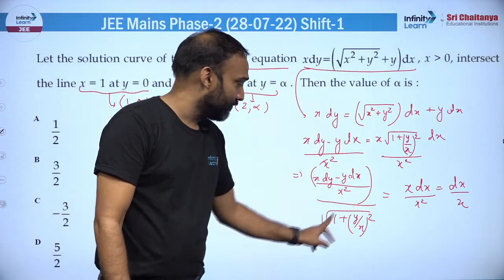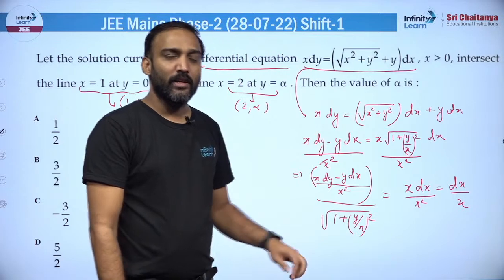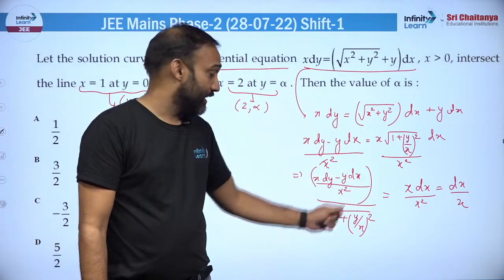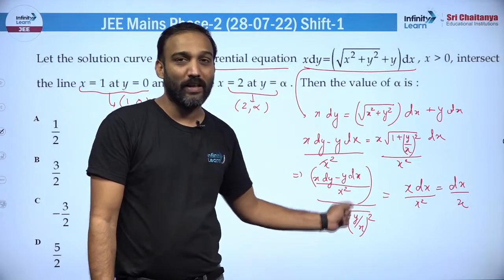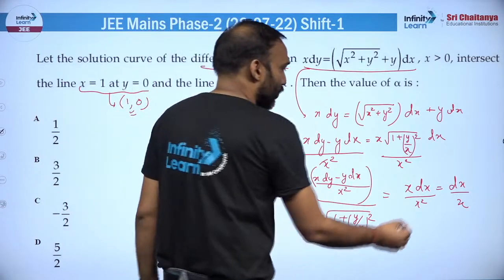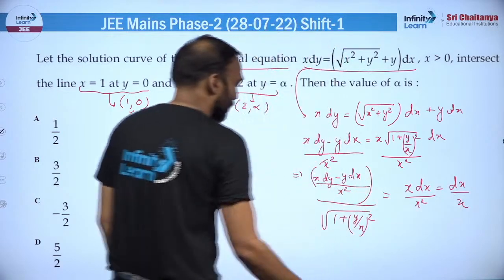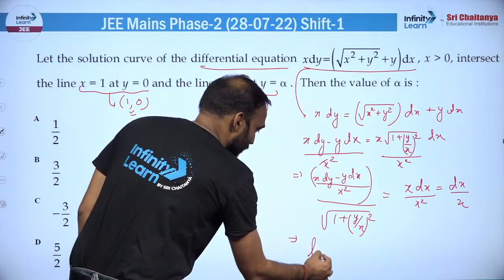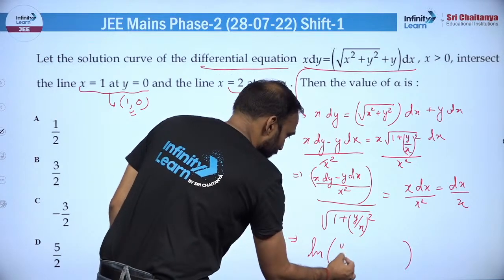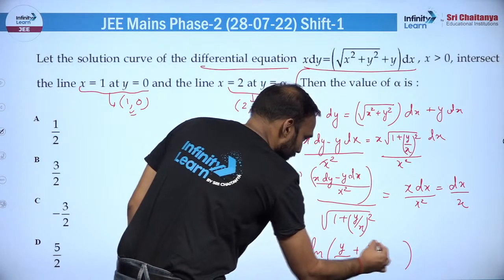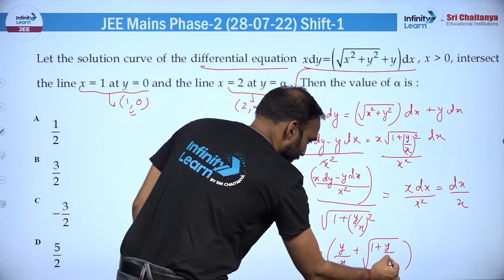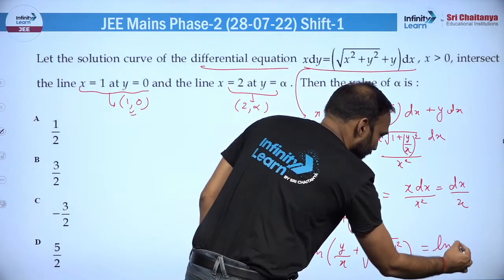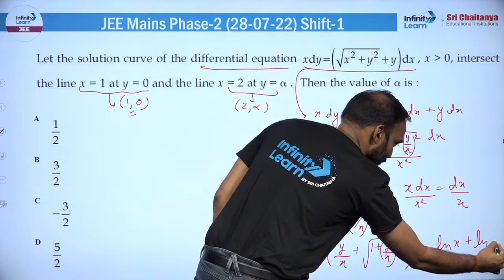And over here I have 1 plus y by x whole square. So if I have to integrate, if I put y by x is equal to t, this will be dt and this would be 1 over root of 1 plus t square, right? And over here I'll get dx by x is equal to ln x. So I can integrate both of these expressions. So I'll get ln of y by x plus under root of 1 plus y by x whole square. This is equal to ln of x plus ln of c.